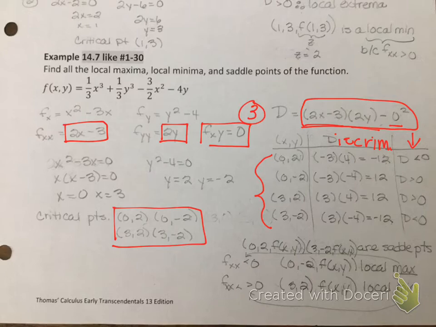The 2 values that come out that are negative tell me that I have saddle points. So I have a saddle point whose coordinates are 0, 2, and f of x comma y. Can't get a number there. I also have one whose coordinates are 3, negative 2, and f of x comma y again.